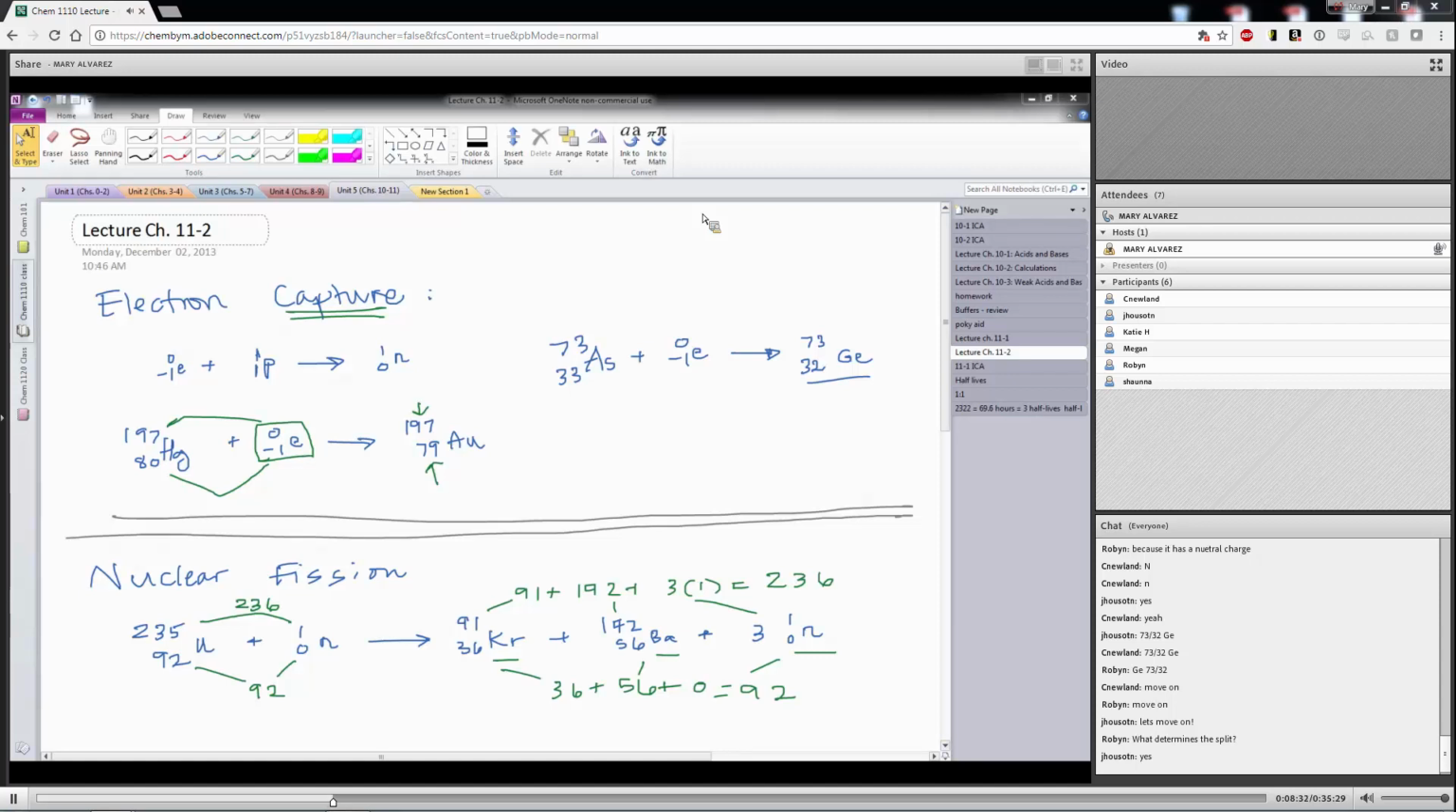Robin, do you mean what determines which atoms are formed, or what determines whether or not it will split?